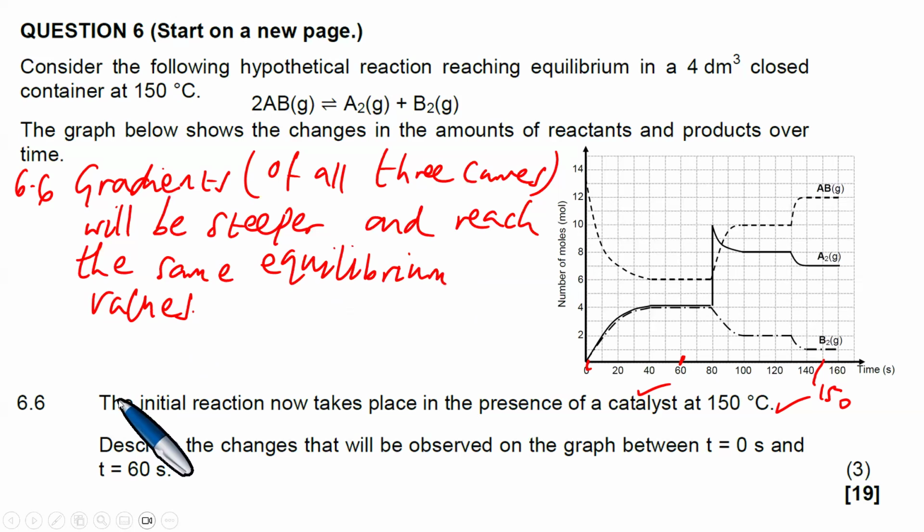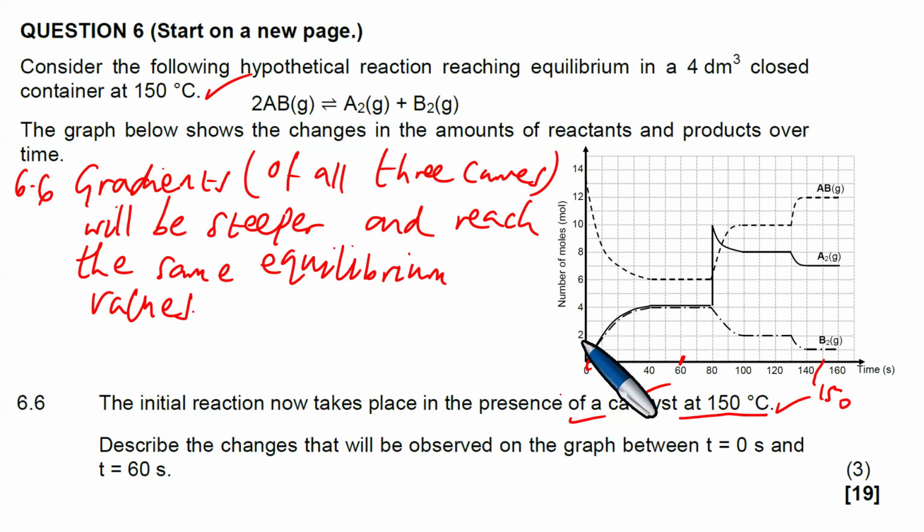In other words, the initial reaction now takes place in the presence of a catalyst at 150. The temperature was initially 150, but what has changed now is that it is in the presence of a catalyst. So if a catalyst is added, the gradients of all three curves will be steeper and reach the same equilibrium values.